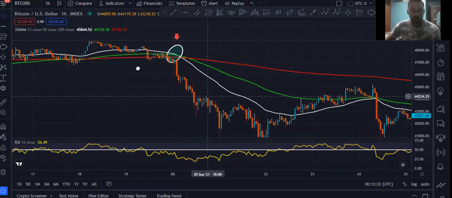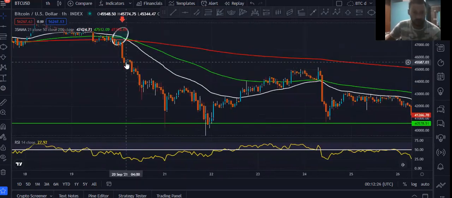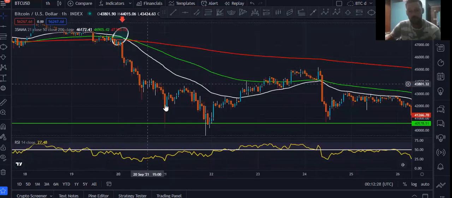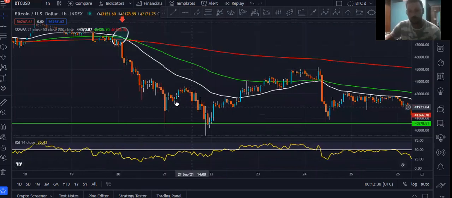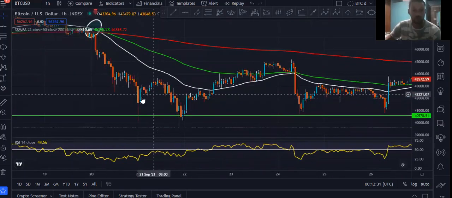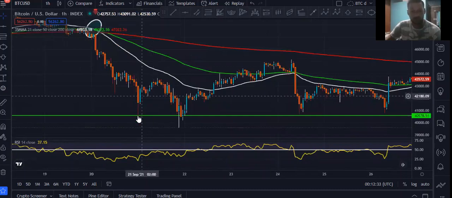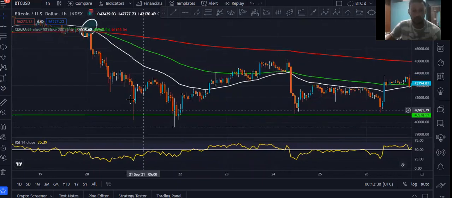So what we are waiting for the next time, if you miss this in any case, okay, you need to wait for the pullback. The pullbacks are, I think, also the good one, the best one. So as you can see, it stopped here, it hits here in the support, and it bounces.